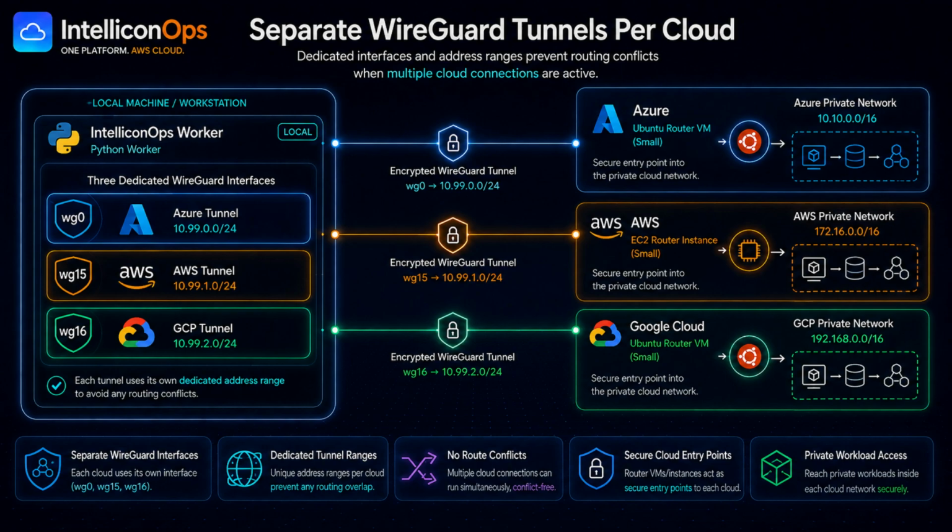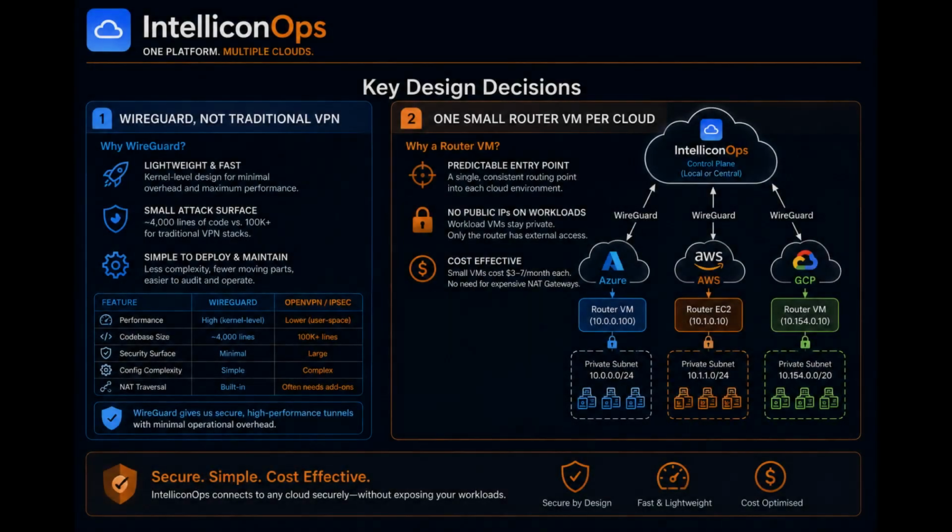At the cloud end of each tunnel is a small Ubuntu router. So Azure has a router VM, AWS a small EC2 instance, and GCP has another small router VM. Those machines act as the secure entry points into their respective private cloud networks. So why did I use router VMs? There are a few design decisions behind this.